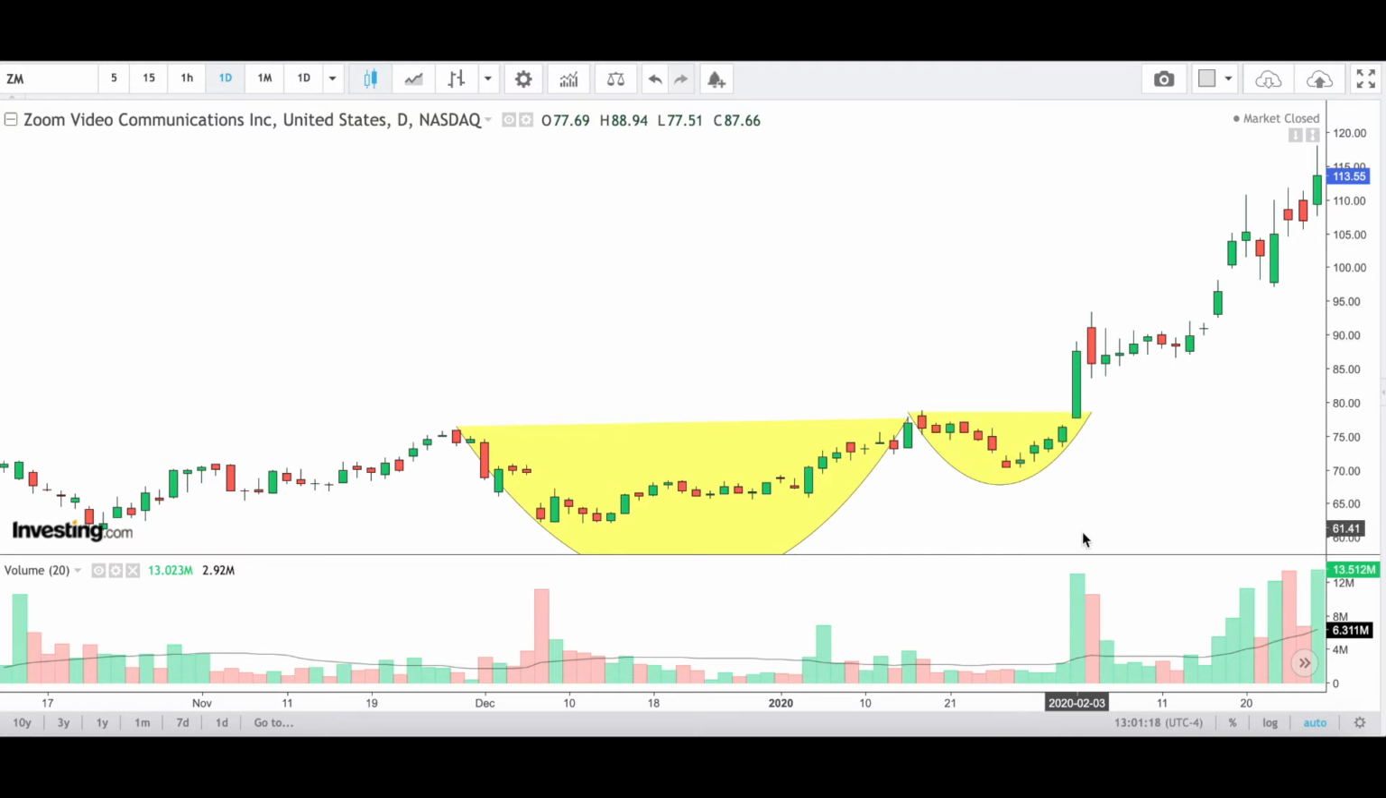Don't forget the transaction volume also supports this breakout very much, and hence it is astonishing to see the uptrend in the following days, or even months. This is how this cup and handle strategy works in general.